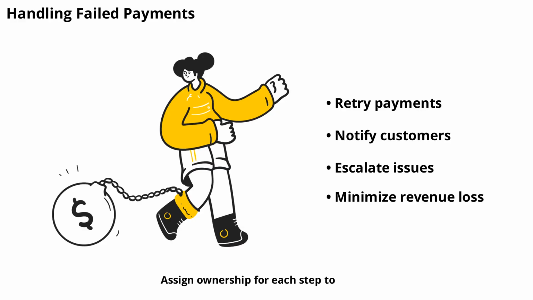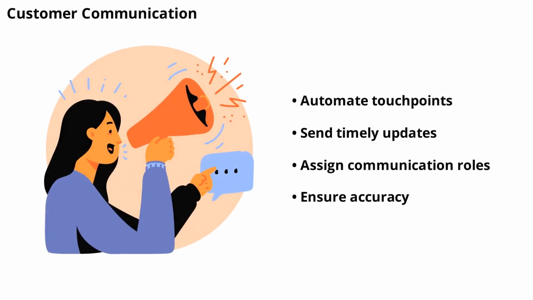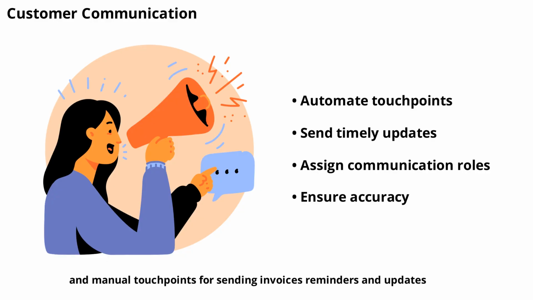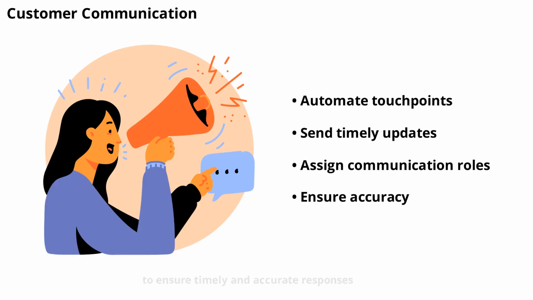Assign ownership for each step to ensure prompt follow-up and minimize revenue loss. Effective communication with customers is vital throughout the billing process. Your workflow should include automated and manual touchpoints for sending invoices, reminders, and updates. Assign ownership for customer communication to ensure timely and accurate responses.